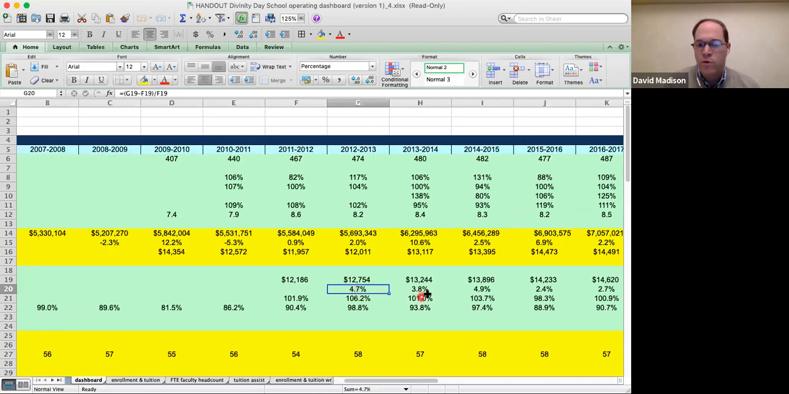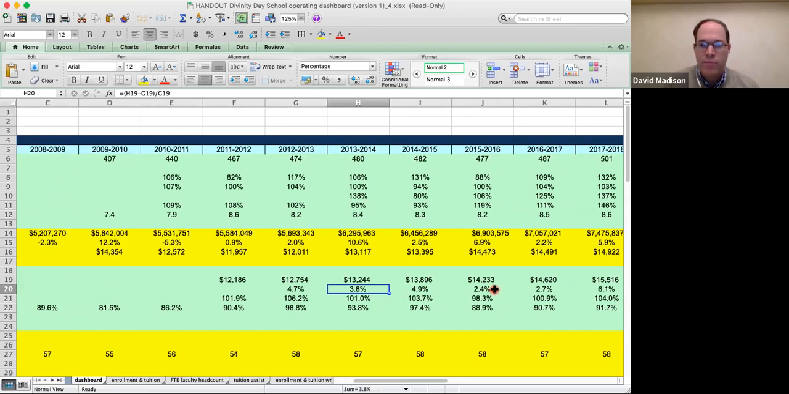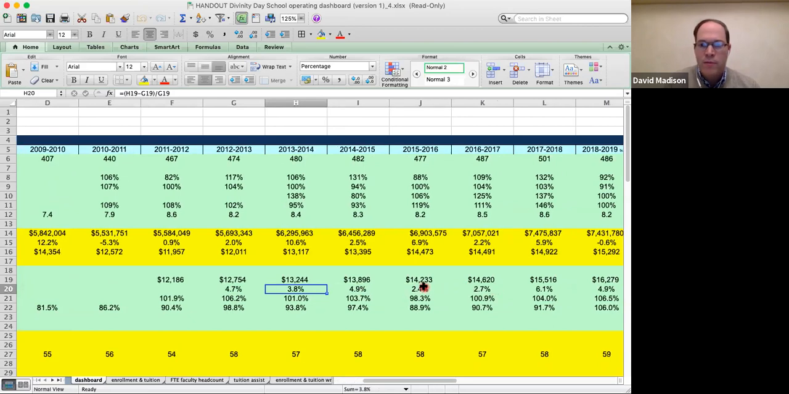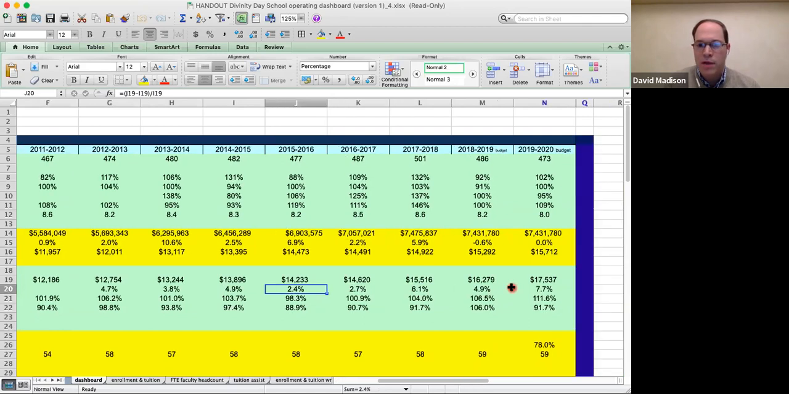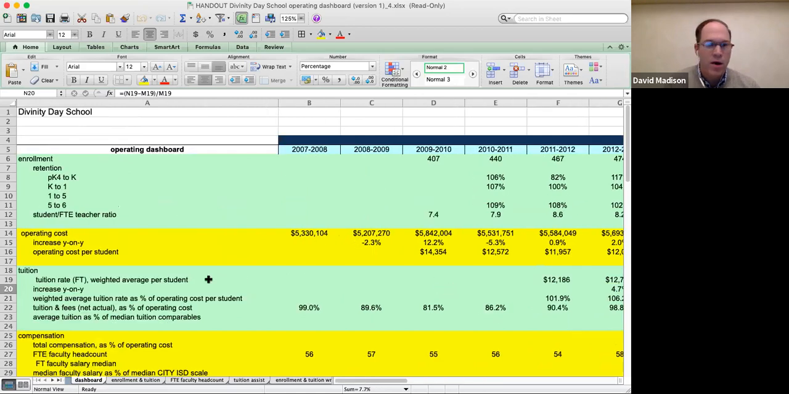So here was a 4.7% increase, and you'll see their increases have been pretty steady. 2.4 scares me a little bit. They had a big increase this year for them, 6.1, and a 7.7% increase there. So that's tuition. There's a few other things they're tracking here as well.